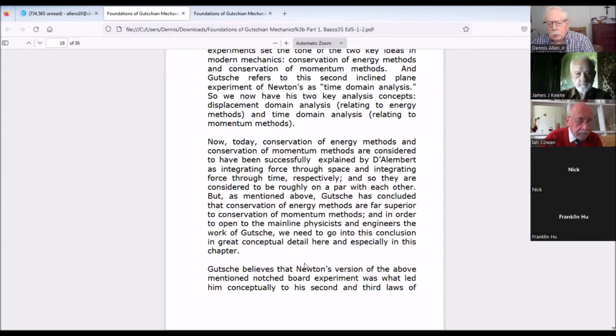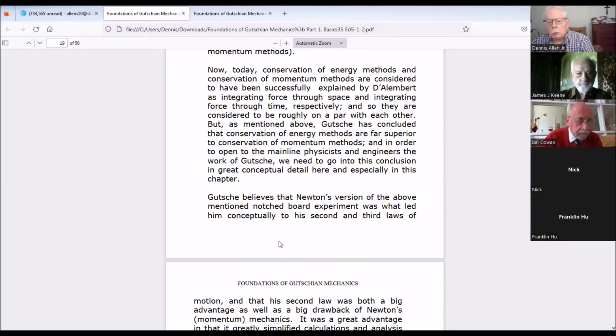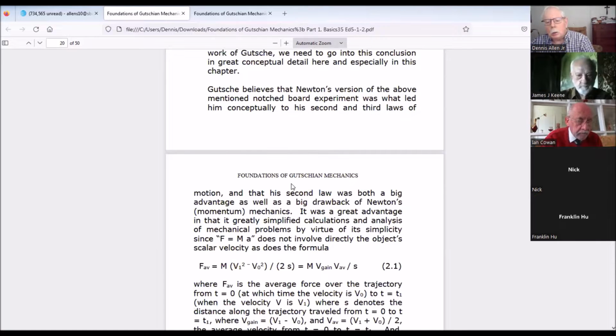Now, here, Gursche believes that Newton's version of the above-mentioned notch board experiment was what led him conceptually to his second and third laws of motion. That is, Newton's experiment where the times were the same, but the distances varied. Okay, and the trouble then with the second law was that it was a big advantage, of course, which made things simple, but it was too simple.